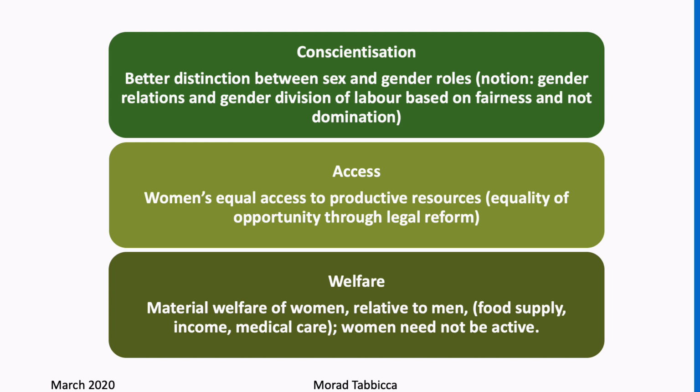So under the first tool of the women empowerment framework, the first level is the welfare level. Now this is the lowest level in this framework. At this level, women are seen as passive beneficiaries of development interventions. Here the focus is on the material welfare of women relative to men. Do the women have food supply? Do they have income? Do they have health care? If they don't, then let us just give it to them.